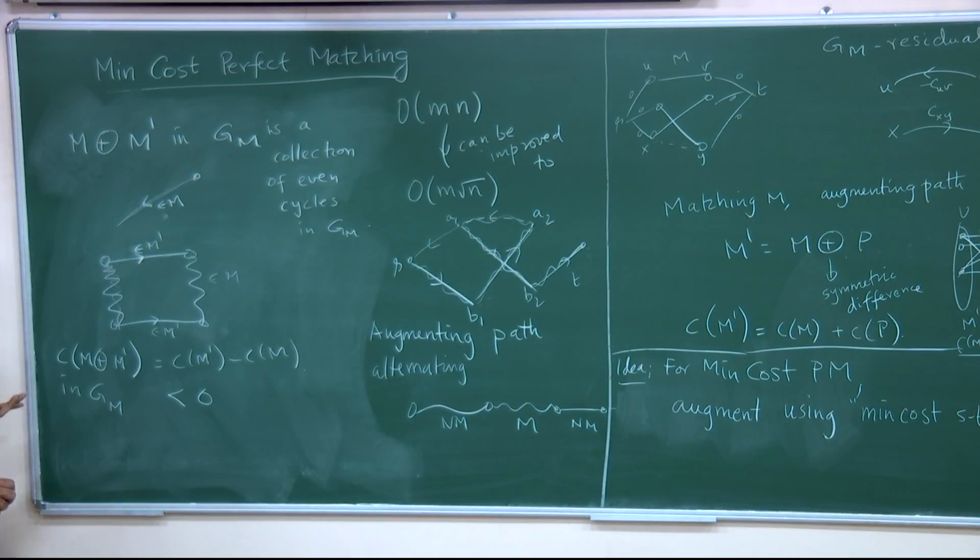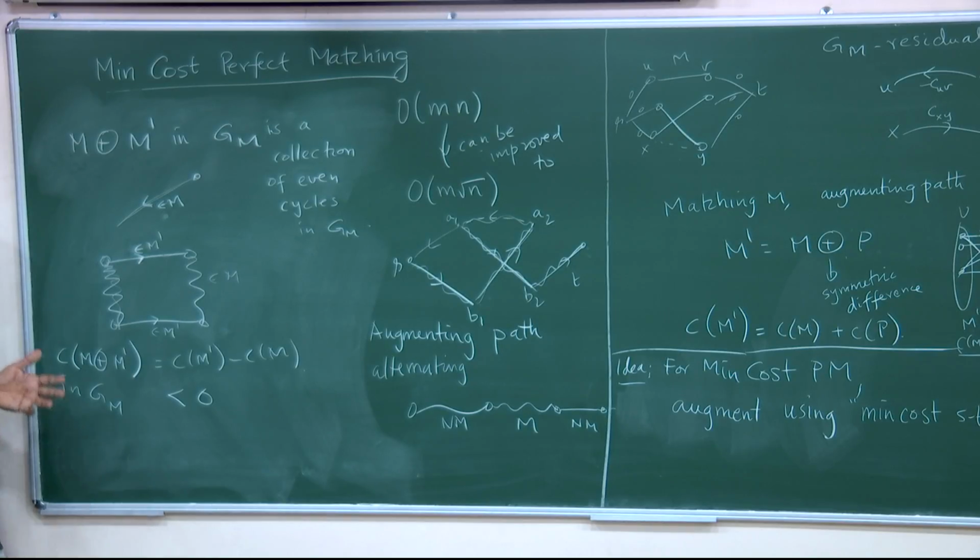What does that mean? That at least one of these cycles will have cost less than 0. It's a collection of even cycles whose total cost is less than 0. As we assume that there is no negative weight cycle, the cost of that cycle should be greater than 0. So C of M prime greater than or equal to C of M. What we assume is wrong.